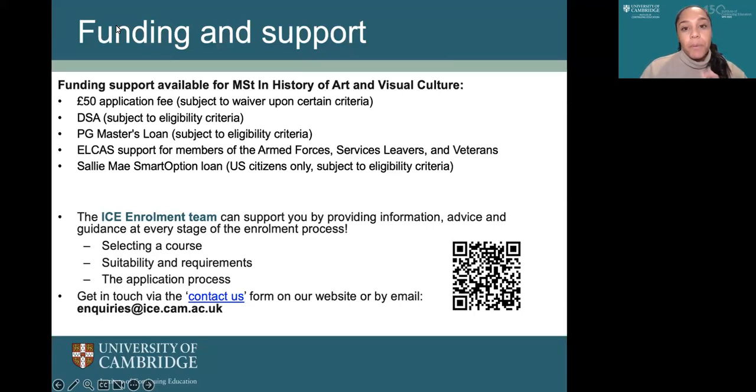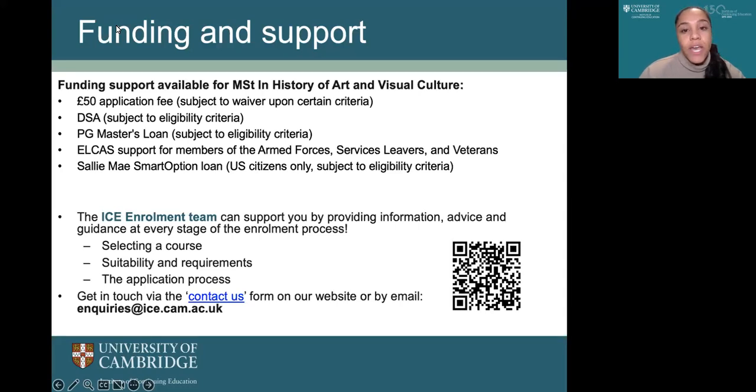But before I do that, I did just want to touch very quickly on some of the funding support that's available to applicants who are applying for the MST in History of Art and Visual Culture. So, we know that for many adult learners, education is a financial investment. So I'm going to share some of the ways that you may be able to access some support to help fund your studies.